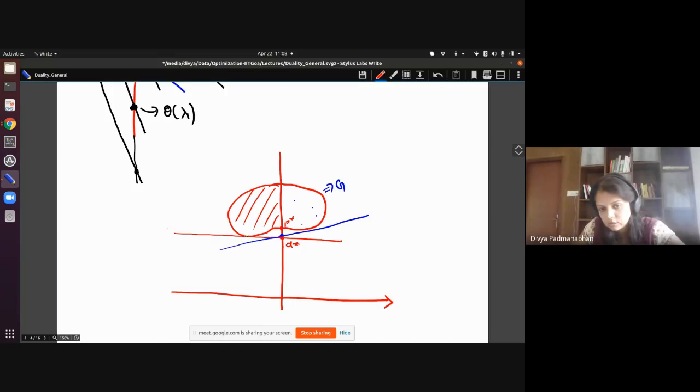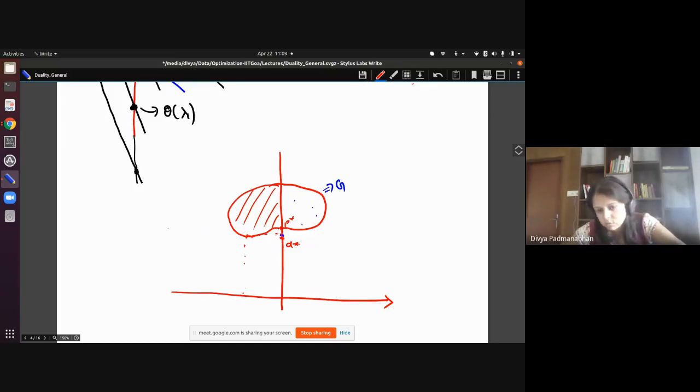Let me just draw it a little better. So for any point here, what would this be? This would be some value. G of x takes a negative value and f of x takes some value here, right? But I think what is happening here is such a point is not in your domain, right?